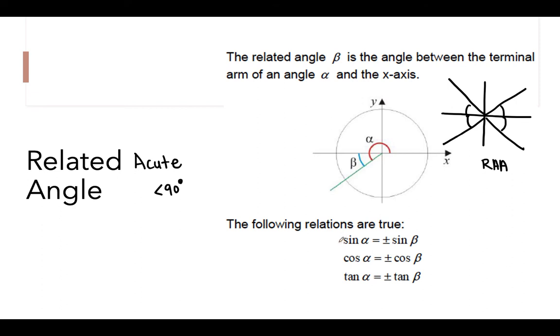Now, sine alpha, cosine alpha, and tangent alpha can give you the same ratio, but with the opposite sign. Now, how do I know these opposite signs? Well, it all depends. Like I said, you can confirm using the CAST rule, but the moral of the story is that you're going to get the same ratio.